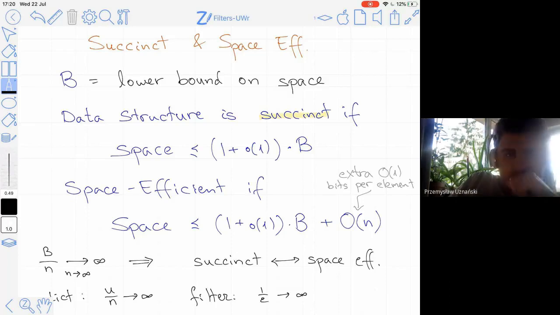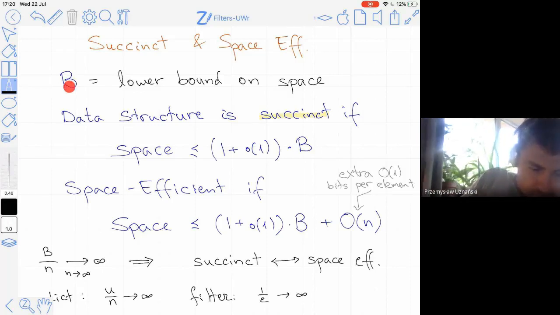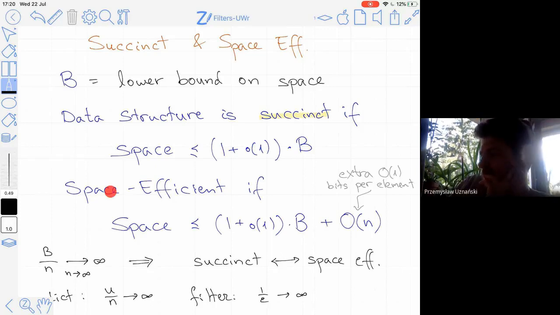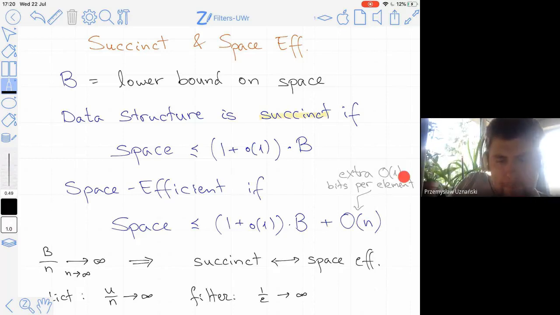So suppose I have a data structure problem, let it be dictionary or filter, whatnot, and let's denote by B a lower bound on the space. We say that the data structure is succinct if the space that it requires is 1 plus little o of 1 times B, where the little o of 1 tends to 0 when n tends to infinity, the size of the data set. And we say that the data structure is space efficient if it is succinct plus an extra linear term, namely we allow an extra constant number of bits per element.